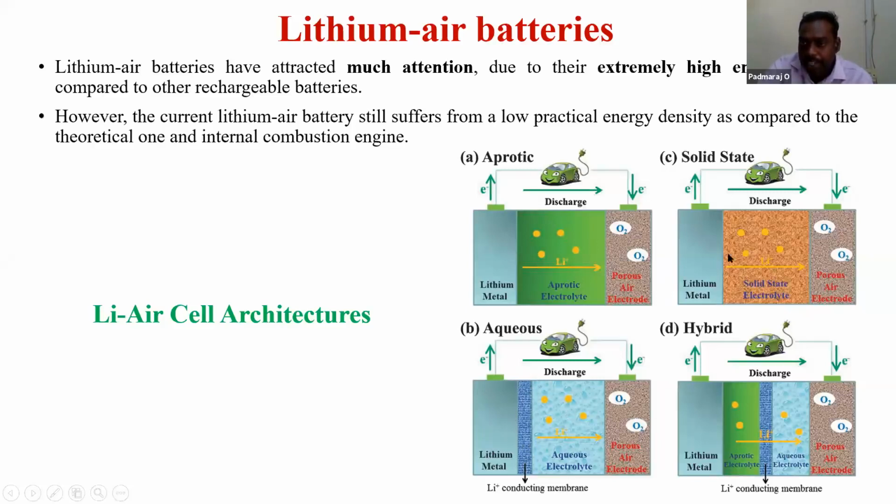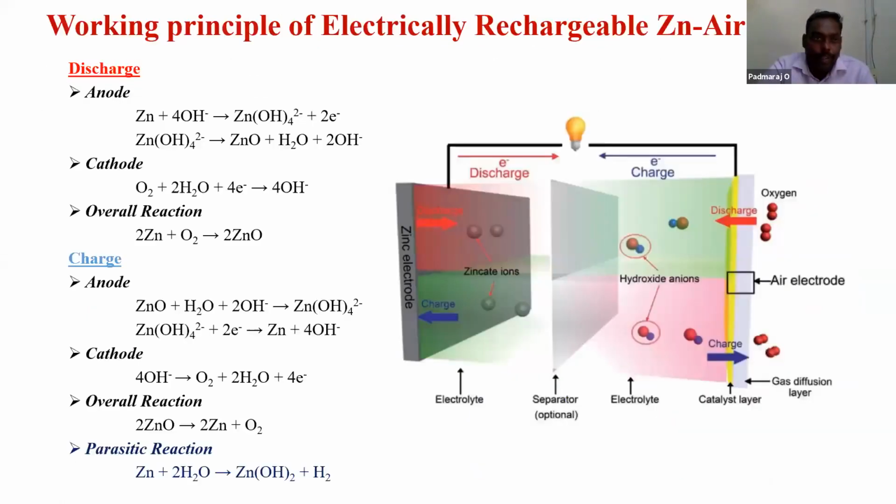Okay, so the solid state electrolyte. Solid polymer electrolyte or solid electrolyte we are using for fabricating the lithium battery. That is solid state. Hybrid means both the solid as well as the liquid electrolyte, that is, organic solid electrolyte as well as the solid state polymer. So that is coming under the hybrid.